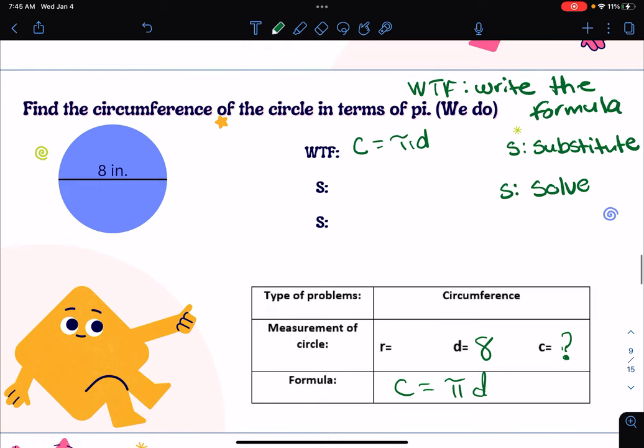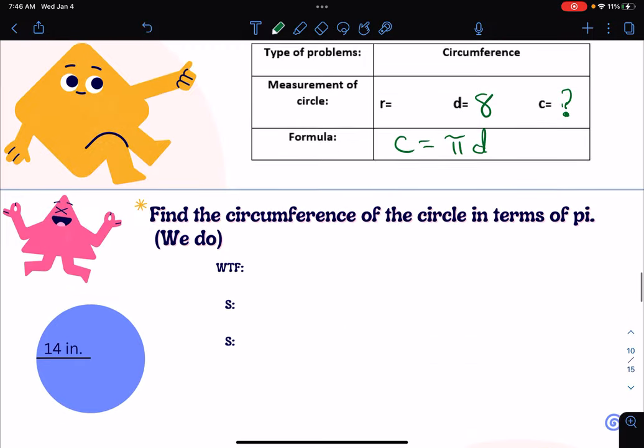Okay. So now I can go ahead and substitute. C equals pi times diameter, and my diameter is 8. So for solve, you're just going to leave it as C equals 8 pi, because you're leaving it in terms of pi. Your final step would just be to multiply 8 times 3.14, but we're not doing that today. Today, we just want to make sure you get the process of substituting, okay? So you're just leaving it like that.